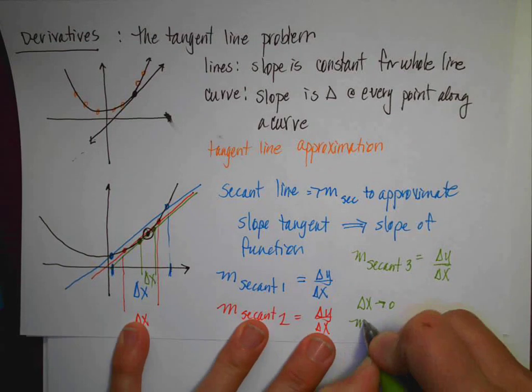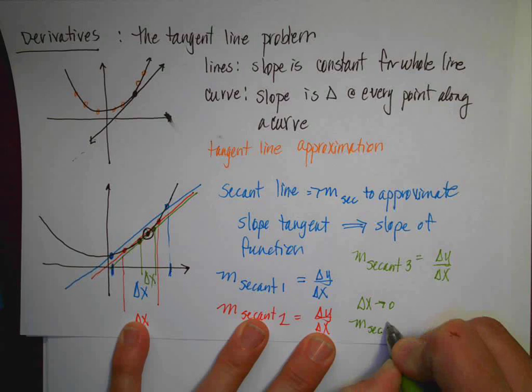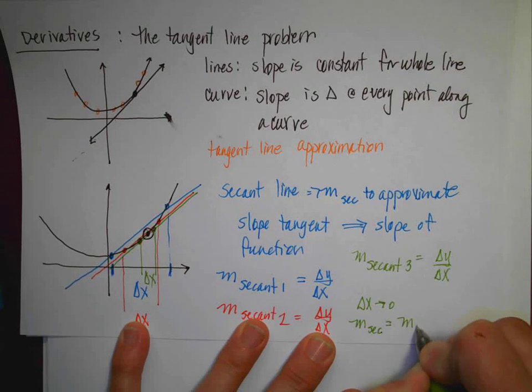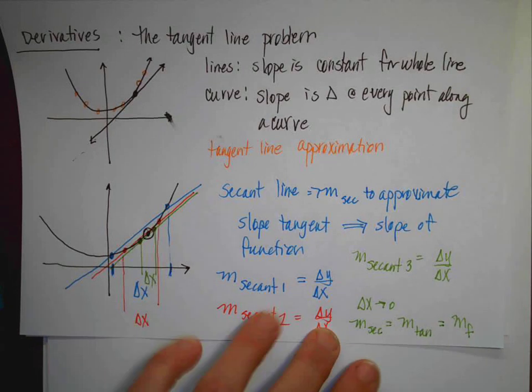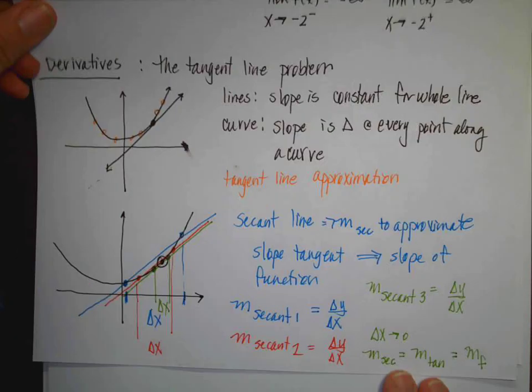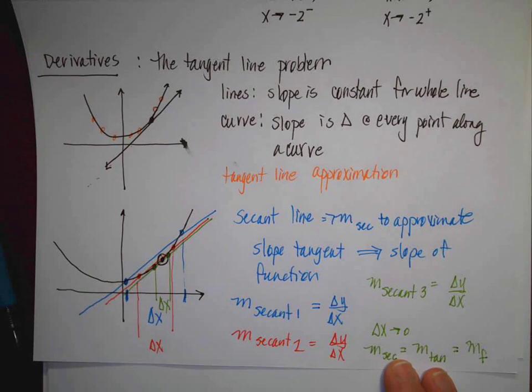So as delta x goes to 0, the slope of the secant is going to equal the slope of the tangent, which is going to equal the slope of the function. So it's actually kind of cool, and we will talk about this a lot in Chapter 1. All right, let me move us to a different page.